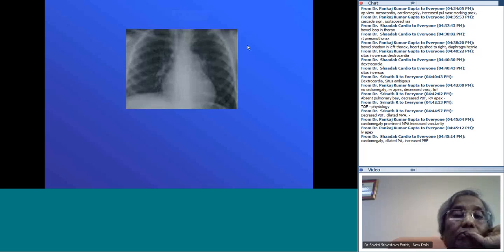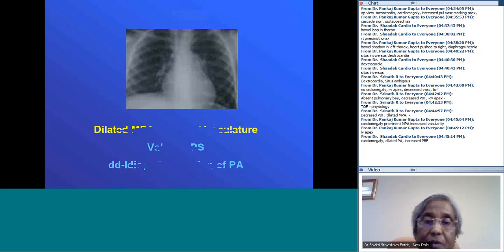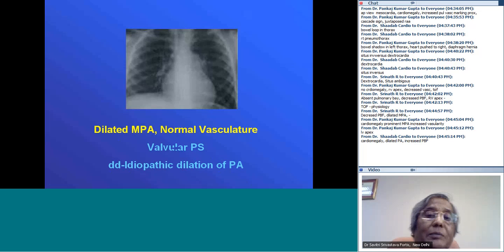Both the students have given the findings, but nobody has committed to the diagnosis. Now, this actually is a patient in which there is a very prominent main pulmonary artery. And the vasculature, I won't say it is decreased, it is normal. And this is very typical of a valvular pulmonic stenosis.